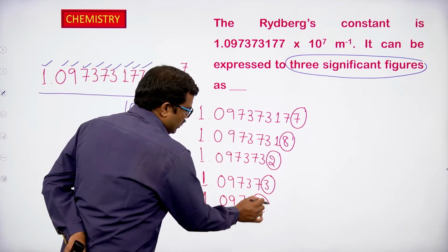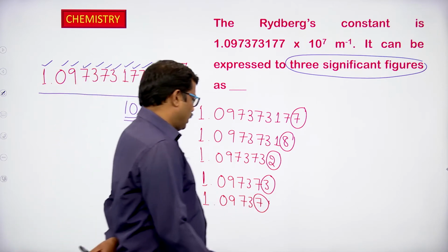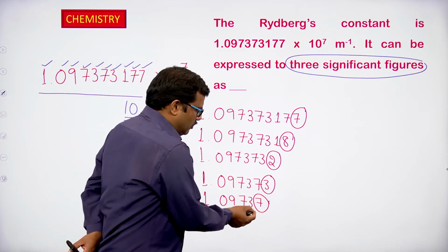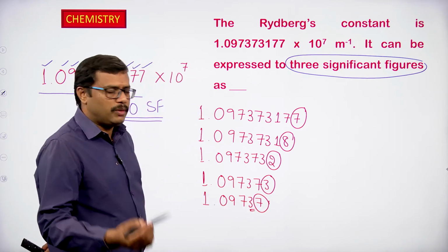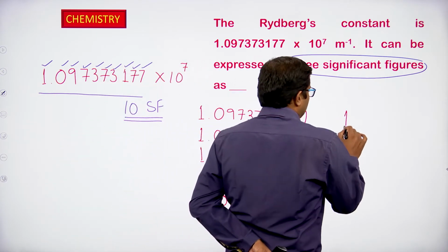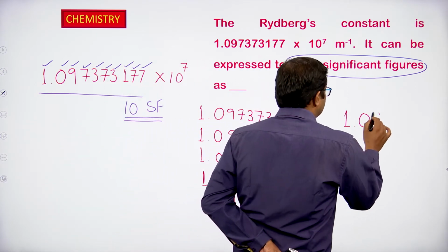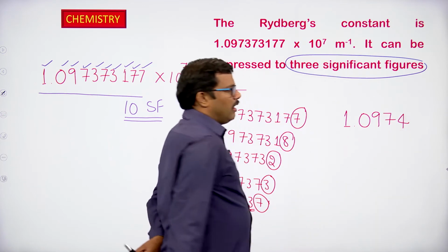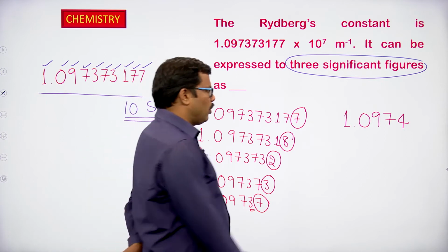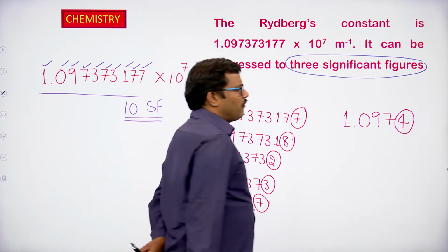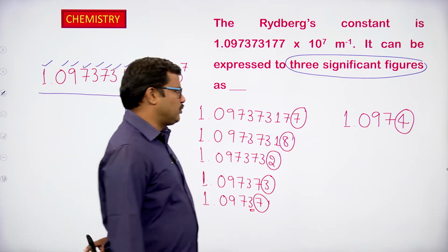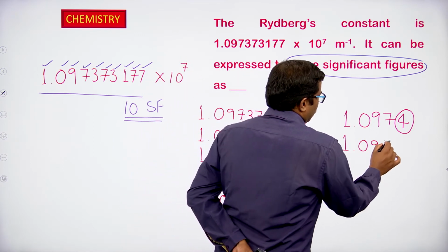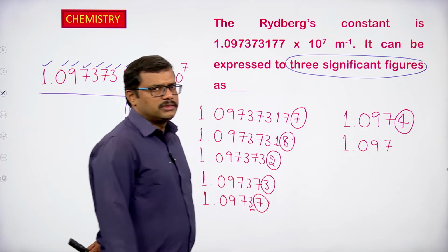Now, 7 has to be removed. In that case, what will be the value? 7 is greater than 5, so the preceding number 3 has to be increased by 1. So, the next answer that we can get is 1.0974. Now, the last most digit to be removed is 4, and it is less than 5. So, no need to change the number, I have to write it as it is, 7.